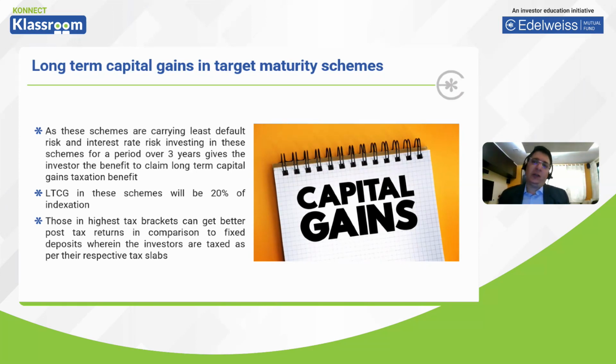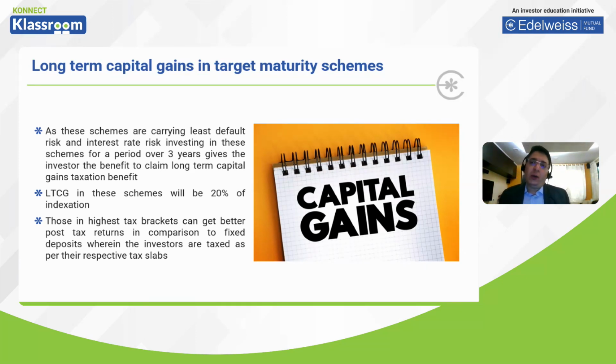Then the third option is when you're talking about long-term capital gains in fixed income schemes, wherein if you stay invested in any fixed income scheme for a period of 3 years, you get the benefit of long-term. So it comes under the long-term capital gains umbrella, wherein you have indexation value as your taxable amount, which, as we were seeing in the example, reduces your tax burden to a certain extent.